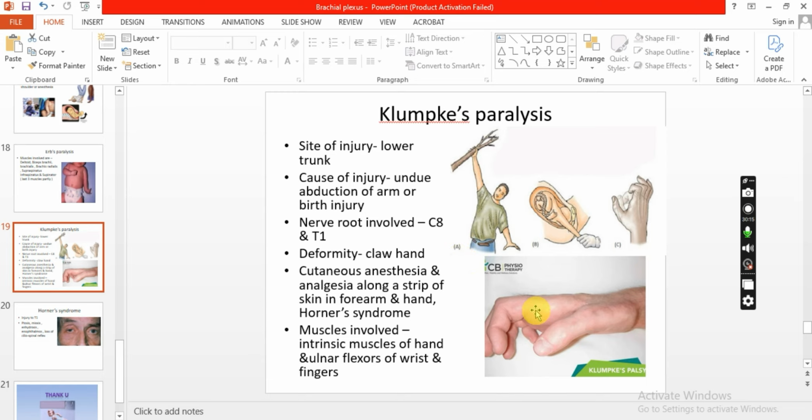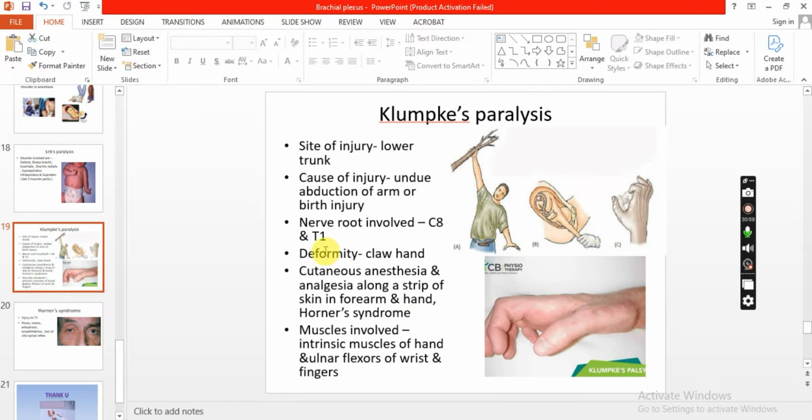That leads to a condition called the claw hand, complete claw hand. Here you can see hyperextension of the metacarpophalangeal joints and flexion of the interphalangeal joints. There will be a small area of anesthesia and analgesia, loss of sensation and loss of pain, along the ulnar side of the hand and the forearm. All the intrinsic muscles of the hand are involved, because they come from C8 and T1.